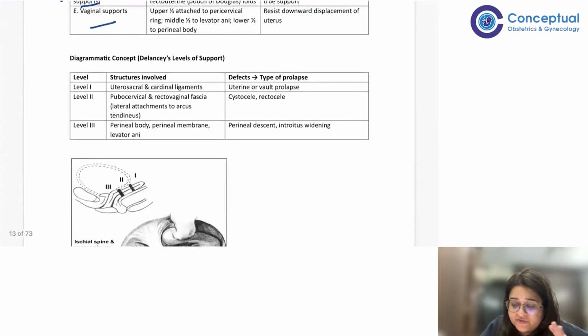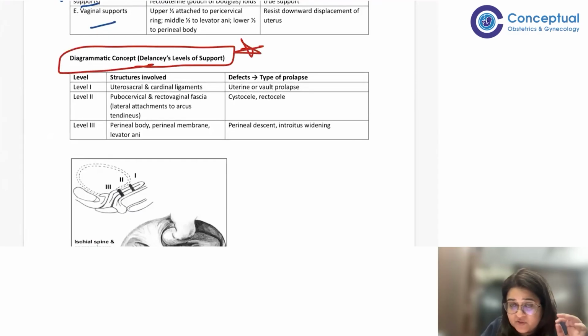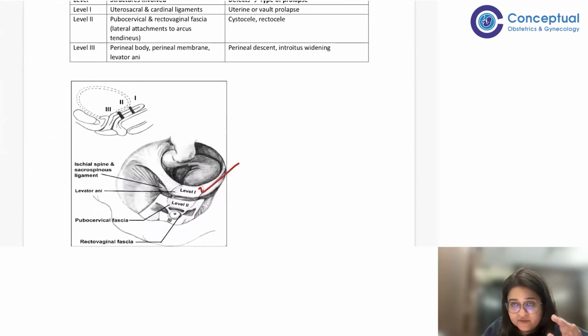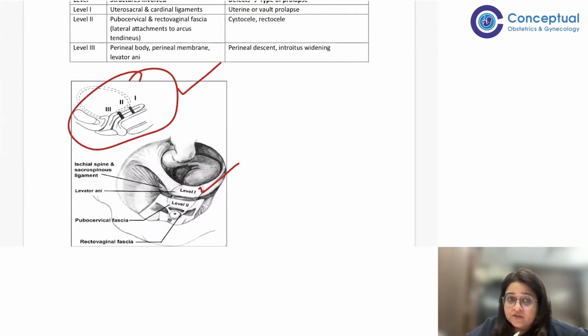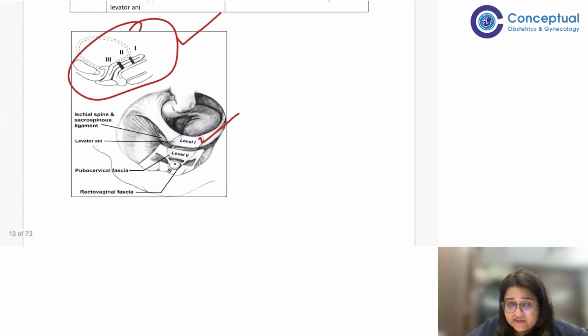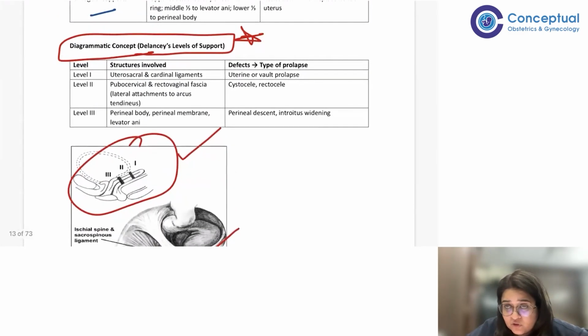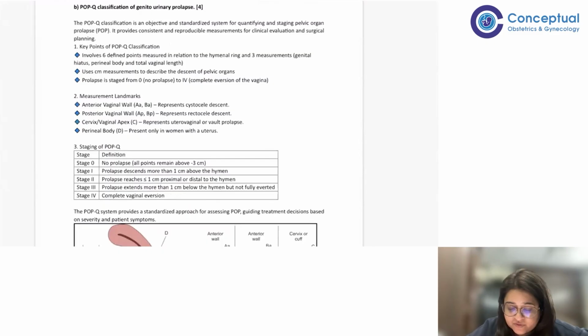But always don't forget to mention the DeLancey's levels of support. This is what the examiner is going to be looking for, the DeLancey levels. So level 1 is the uterosacral and cardinal ligaments. This is level 1 support. You can just draw level 1, level 2, level 3. You don't have to draw a detailed diagram. Okay, just a diagram like this would be enough. So level 1 is the uterosacral cardinal, level 2 is the pubocervical and rectovaginal fascia, and level 3 is the perineal body. So these are the levels of vaginal support, and this is something which you should not miss out in mentioning supports of the uterus.